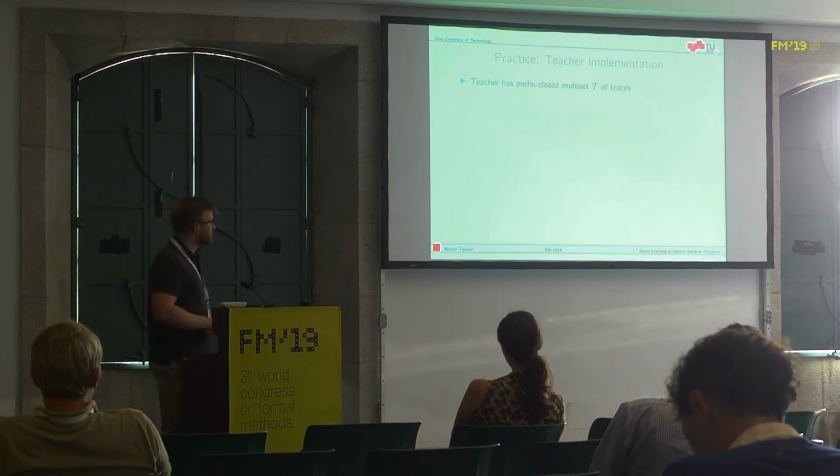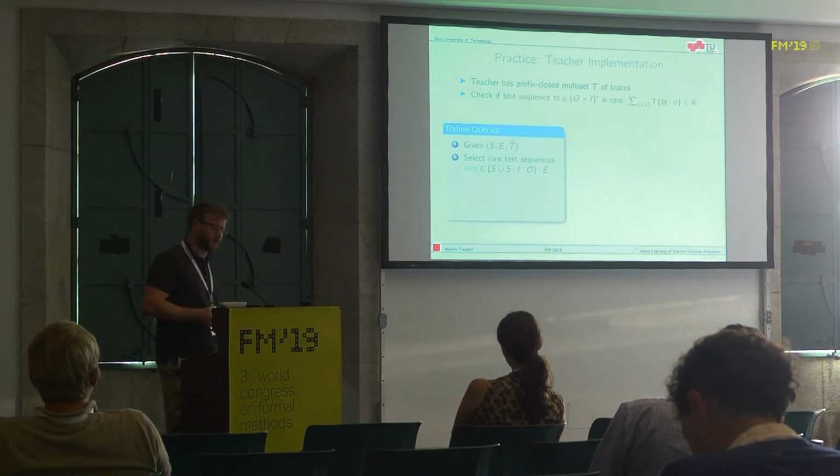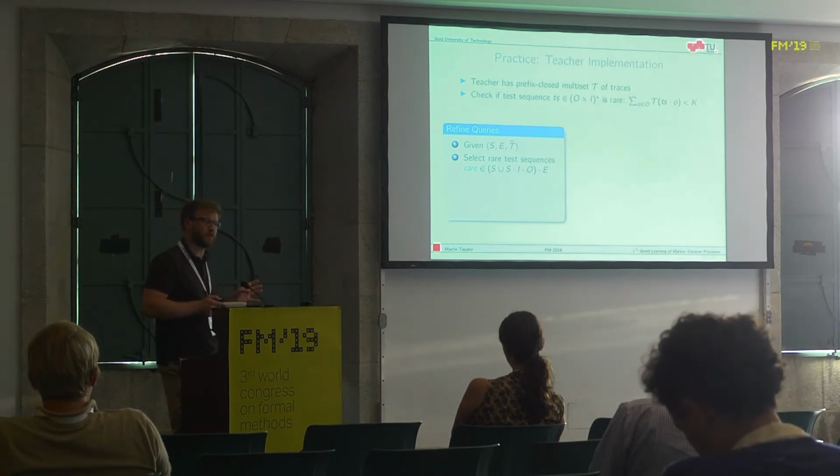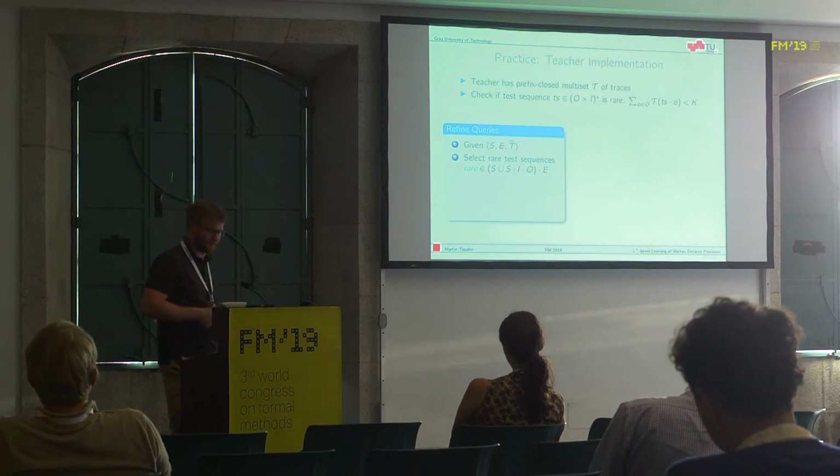Now, finally, we want to discuss the teacher implementation. So as I said before, the teacher samples a multiset of traces, and this multiset grows during learning. And it grows in response to two queries. So in response to refine queries, here the teacher takes an observation table, and the teacher selects rare sequences from the observation table. This is decided simply based on a threshold. So if a test sequence has been observed less than k times, we consider it rare.